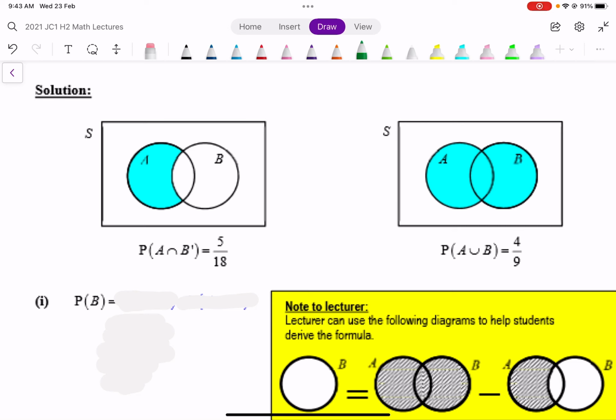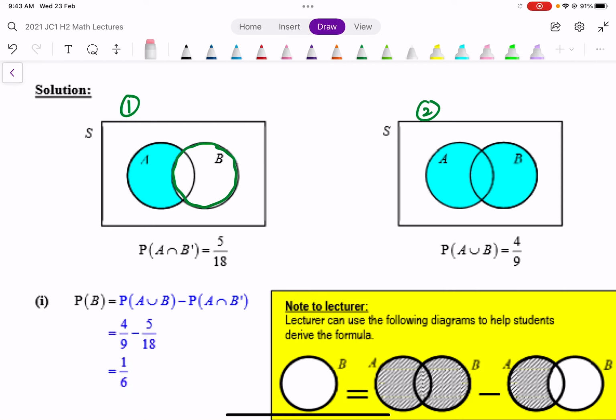Then you want to find PB. Can you see that if I take the second diagram and I minus away the first diagram, I will end up with only this region, which is our B. So I'm going to take the probability of A union B minus the probability of A intersect B prime. Once you can get that, all you need to do is just plug in your values.